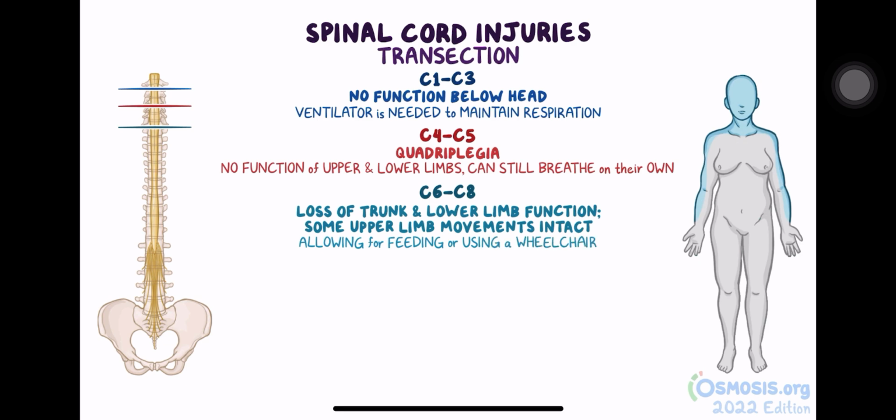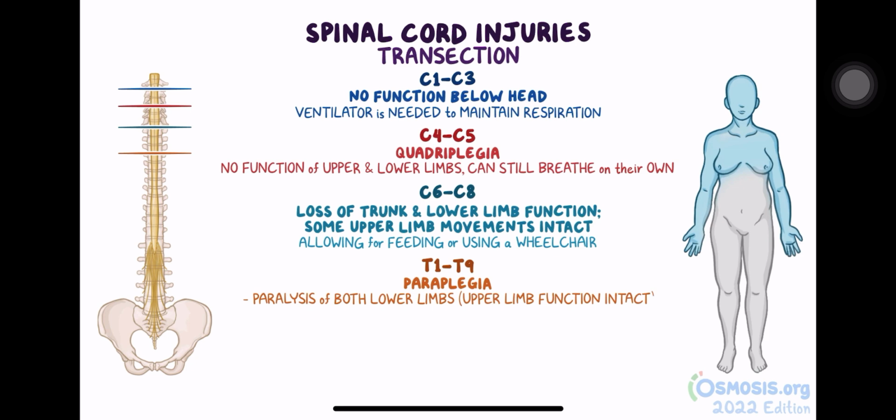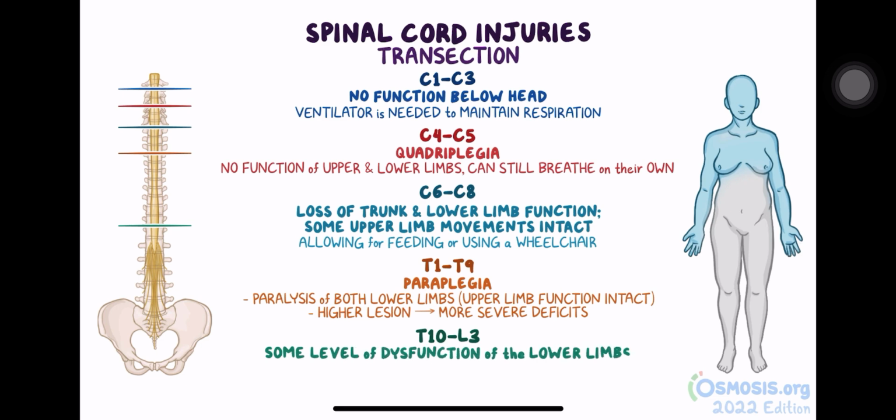If transection happens between T1 and T9, the individual becomes paraplegic, so there's paralysis of both lower limbs, while upper limb function remains intact. In this case, the amount of trunk control varies with the height of the lesion, meaning the higher the lesion, the more severe the deficits are. If transection happens anywhere between T10 and L3, then there will be some level of dysfunction of the lower limbs, resulting in difficulties with walking and ambulation.